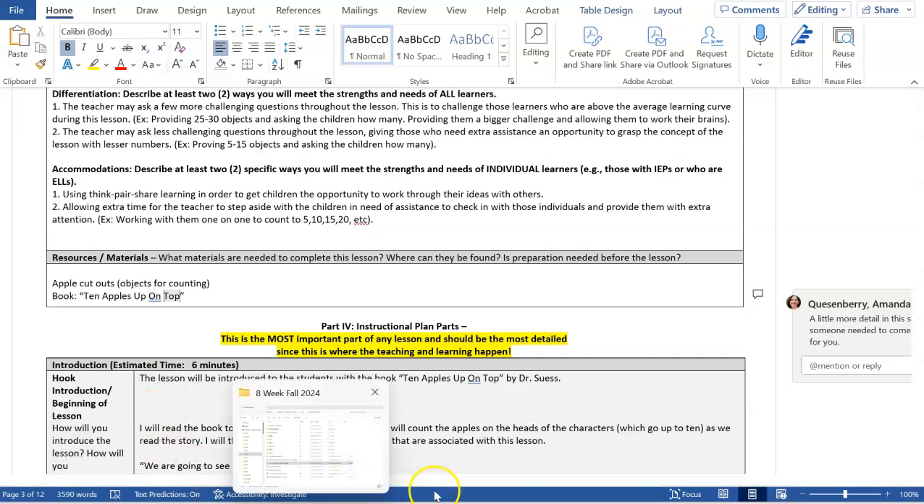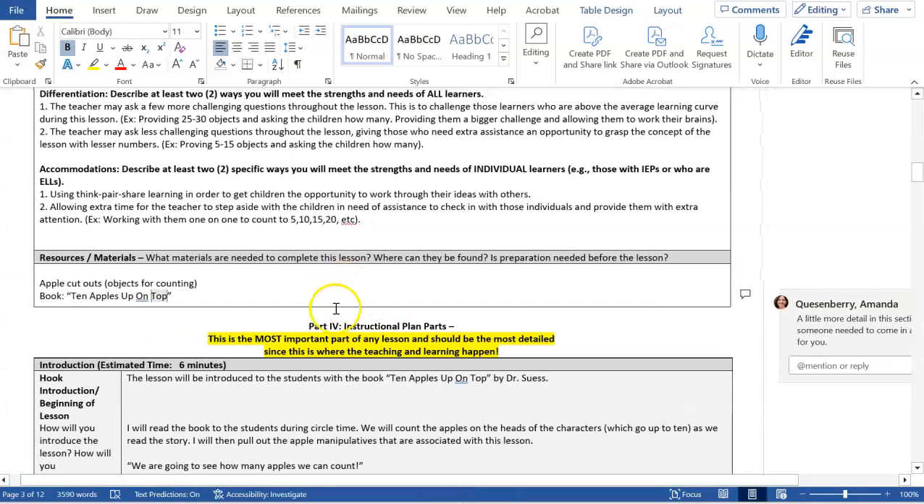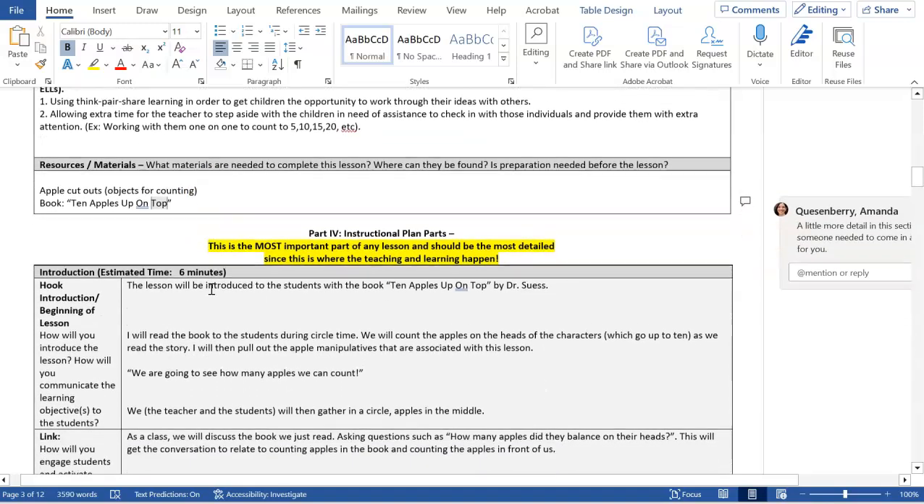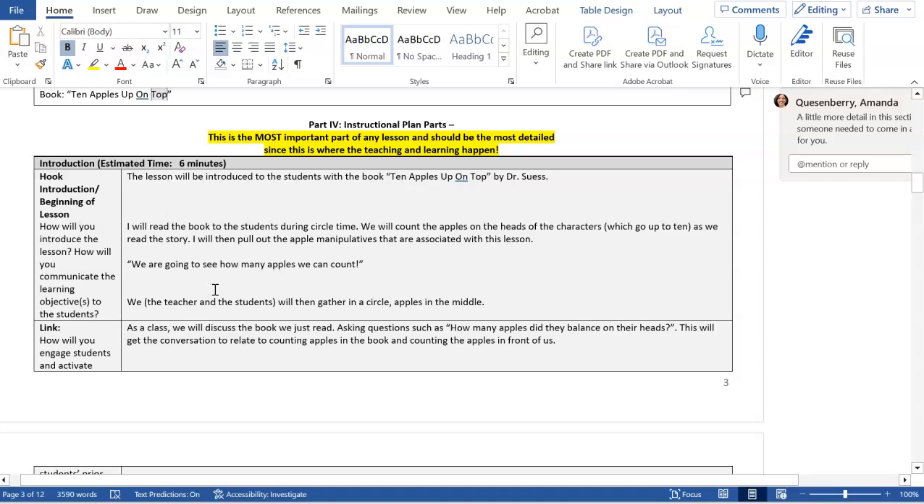So you can see here in my comments, I tell her that in this section, I would like to see a little bit more detail. So it's great that she's thought through having the apple cutouts, having the book ready, but if I were a sub, I wouldn't know where to find these things. I wouldn't really know what to do with these things. And so a little more detail here is helpful. All right, I'm going to carry on just looking at the example because I think it's helpful to see as we're moving through.